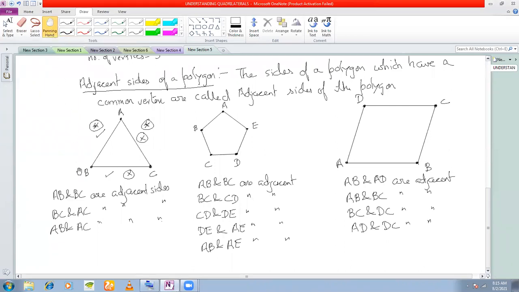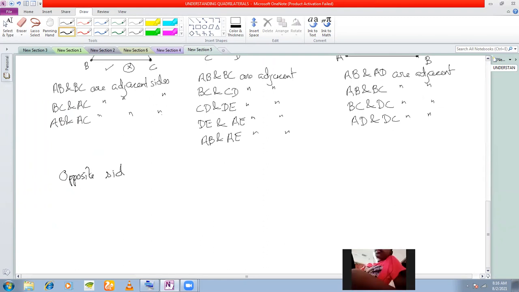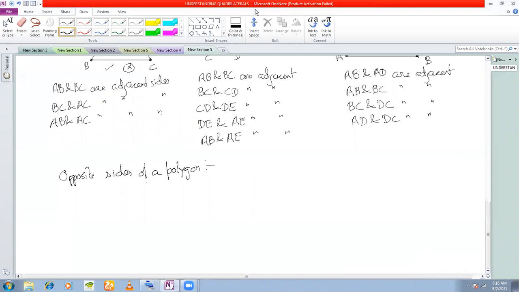Okay, we'll now define what we call the opposite sides of a polygon. What do you mean by opposite sides? The sides that are not adjacent are called opposite sides. The non-adjacent sides are called opposite sides of a polygon.